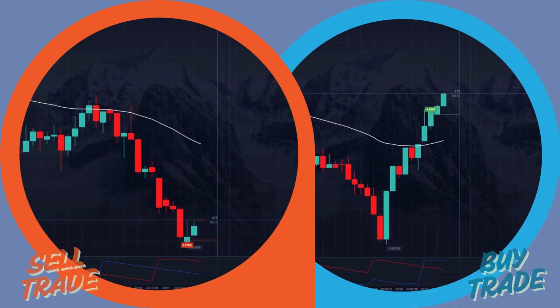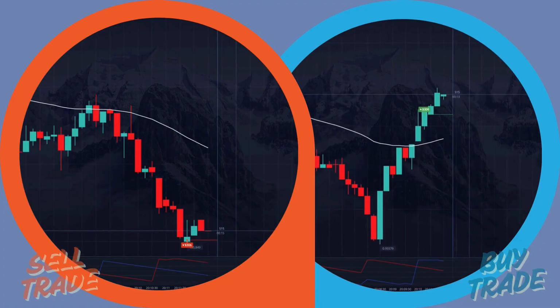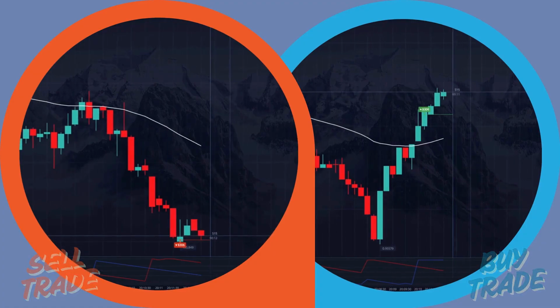For a sell trade, we do the opposite. The price must be trading below the 50 EMA. For our trigger, we wait for the red line, or Aroon down, to cross above the blue line. This tells us sellers have taken control of the momentum, and we enter a 1-minute down trade immediately.